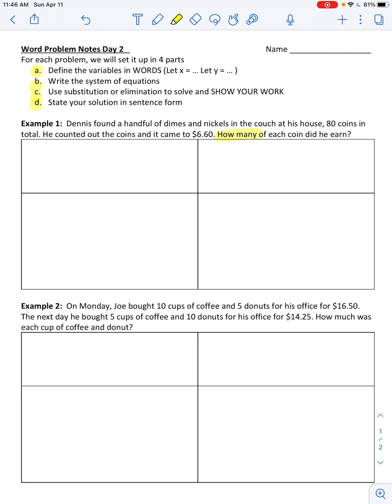If you remember from yesterday, I suggested that you reread that end part and then decide from that what your x and y will represent. So it's asking how many of each coin. Well, there were dimes and nickels. So I'm going to let x equal the number of dimes that he found, and I'm going to let y represent the number of nickels that he found.